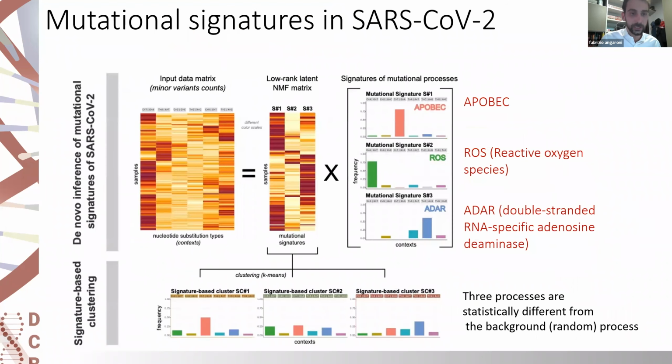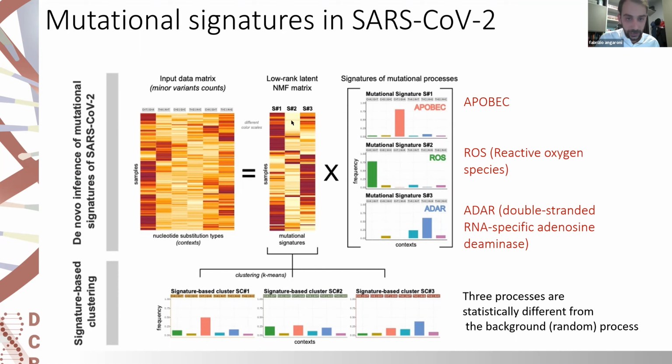Okay. At this point, we apply our method for mutational signature analysis. So we start from the data. This is one sample, and this is the 96 categories that we look at, and we decompose it into 3 signatures and the exposure matrix. The 3 signatures in particular, we can relate them. The first one to APOBEC, that is well known in coronaviruses, that works as a cell defense mechanism, and the reactive oxygen species, ROS, we find, and the activity of other enzymes.